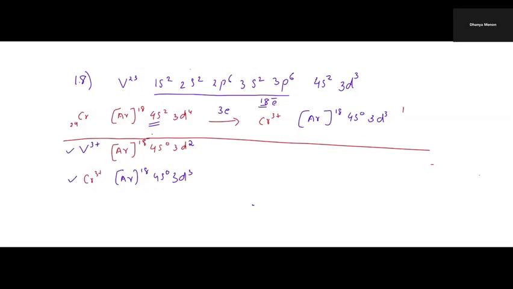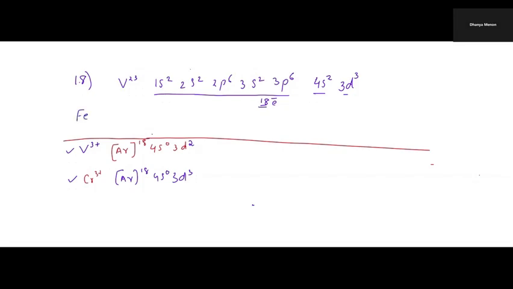Okay, similarly, iron, I'll just show one more. Because from vanadium, 3 electrons are lost, 2 from here and 1 from here. So that means 3d2, right? So that's what. Coming to iron.